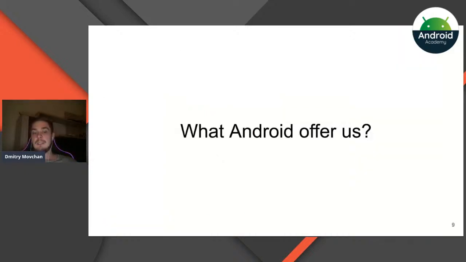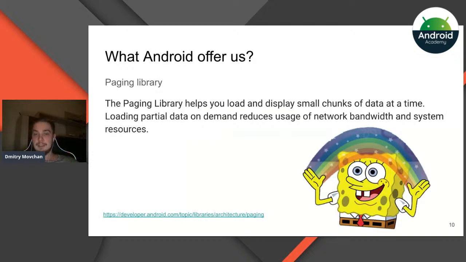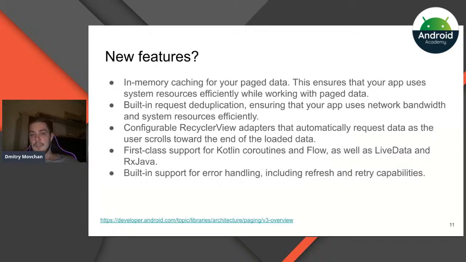Okay, what does Android offer us right now? If we talk about paging, it will be the paging library. It's like a preset of abstract classes and so on that will help us to download the data in small chunks, and it will really reduce your usage of network and so on.